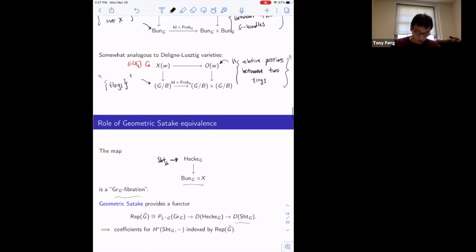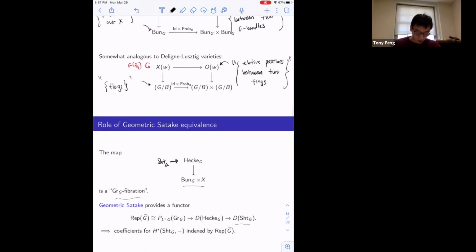And so geometric Satake provides a functor from representations of the dual group to sheaves on your space of Stückes. And that's what I mean by indexing sheaves by representations of G hat. So this allows you to index the coefficients for this cohomology by representations of G hat.